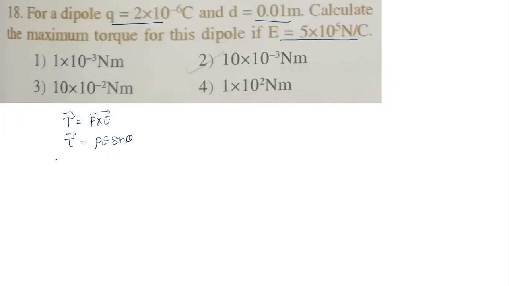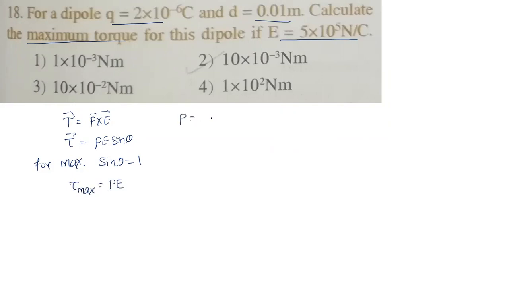So for torque to become maximum, for maximum, this sine theta must be equal to what? 1. Okay, the condition is maximum torque they have given. For maximum, sine theta must be equal to what? 1. So the maximum torque is what now? Maximum torque is just P times E, where P is the dipole moment.